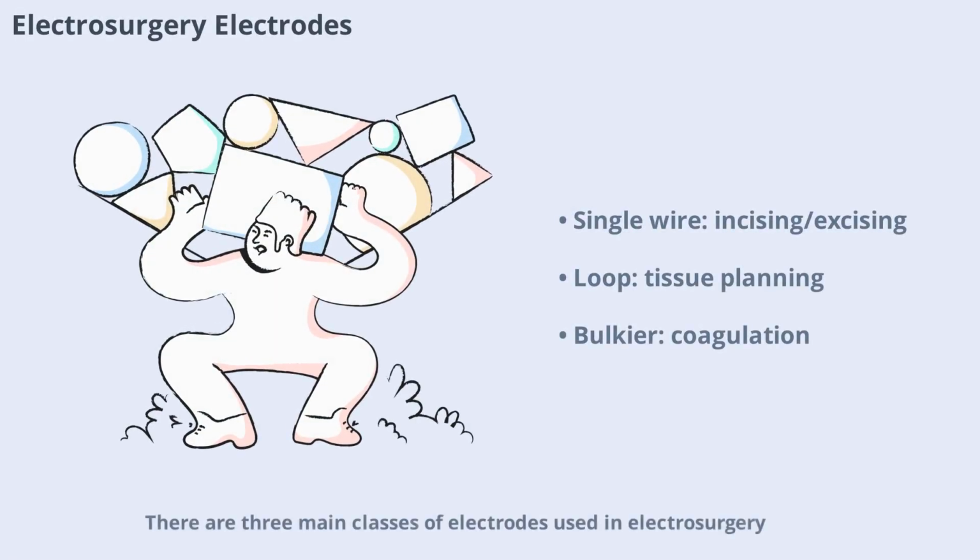There are 3 main classes of electrodes used in electrosurgery: single-wire electrodes for incising and excising tissue, loop electrodes for planing tissues, and heavy, bulkier electrodes for coagulation procedures. Each type is designed for a specific function, allowing the clinician to tailor the procedure to the patient's needs. Proper electrode selection is key to achieving the desired surgical outcome.